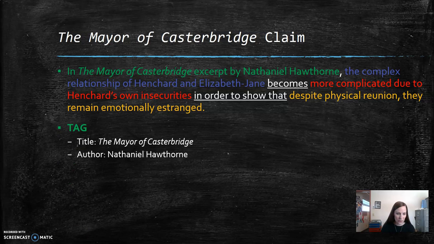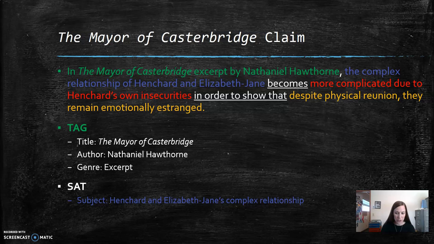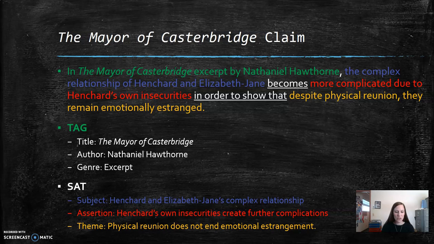So, of course, I've got my title, my author, and my genre. My SAT, I've got Henchard and Elizabeth Jane's complex relationship, which the prompt gave me. My assertion, that I had to come up with. And if you remember, we did some analysis, and ultimately that's what we concluded about Henchard. He's insecure about himself and about his lacking in education and things like that. And so that's something we had to glean from having studied the passage. And so that is the hardest part, because it's you having to come up with an interpretation. And then my theme, physical reunion does not end emotional estrangement.